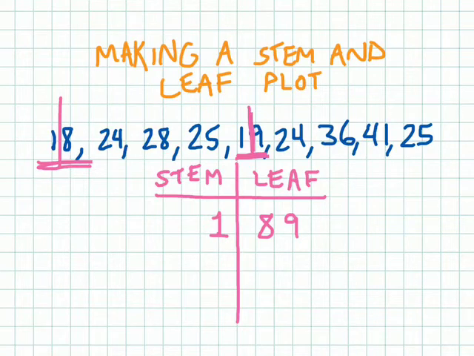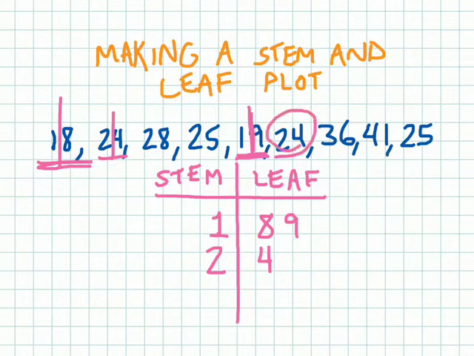My next highest number, or lowest number, is going to be this 24. Same deal, I'm going to break it into two pieces. I see a 2 in the tens, and I don't have a 2, so I'll go ahead and write a 2 in. And I have a 4 in the ones. So I'll write a 4 in the ones place, or in the leaf.